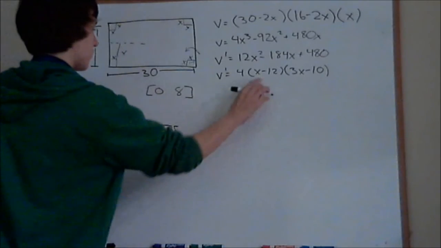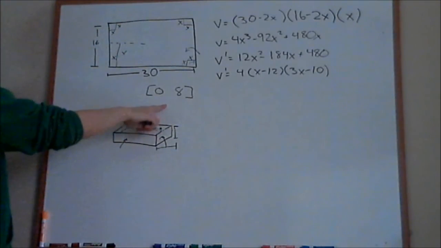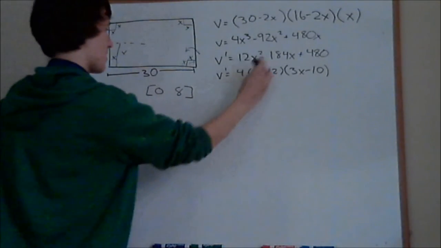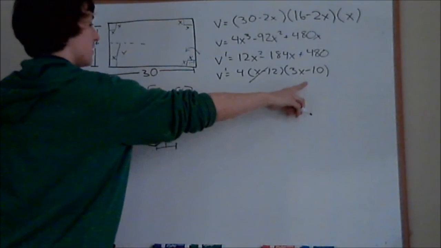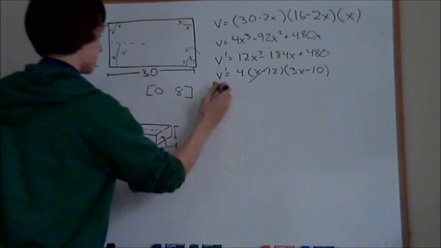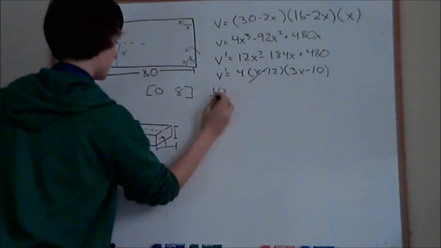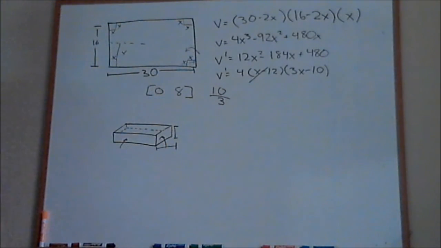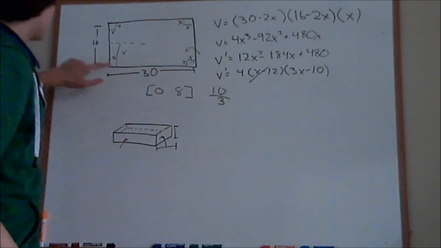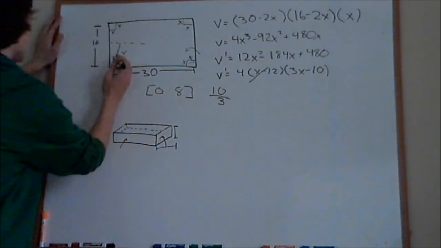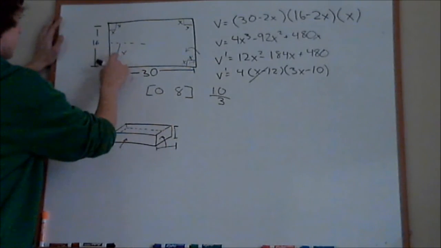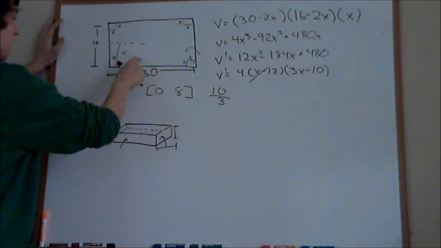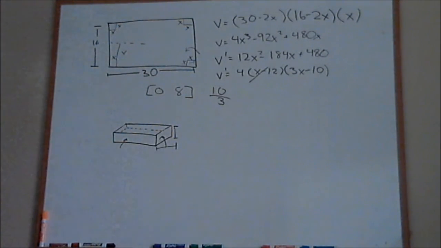So x can be 12, which is outside of our range, so that doesn't matter. Or x could be 10 over 3, 10/3. That is a maximum. And that does fit in here. That's 3.33 repeating. So what we found out is if we cut x to be 3.33 units this way and that way, we can make the largest box with that size paper.